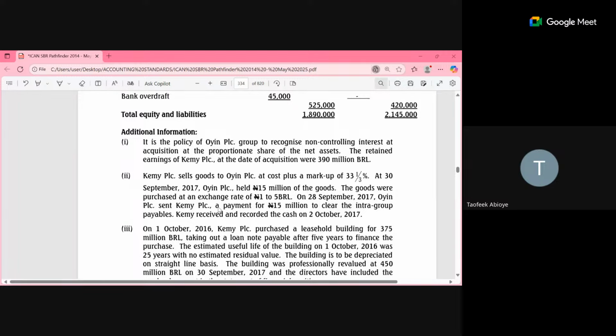Then number two, when calculating exchange gain on goodwill, please let's take note. When we are doing foreign subsidiary, we must calculate exchange gain on goodwill.